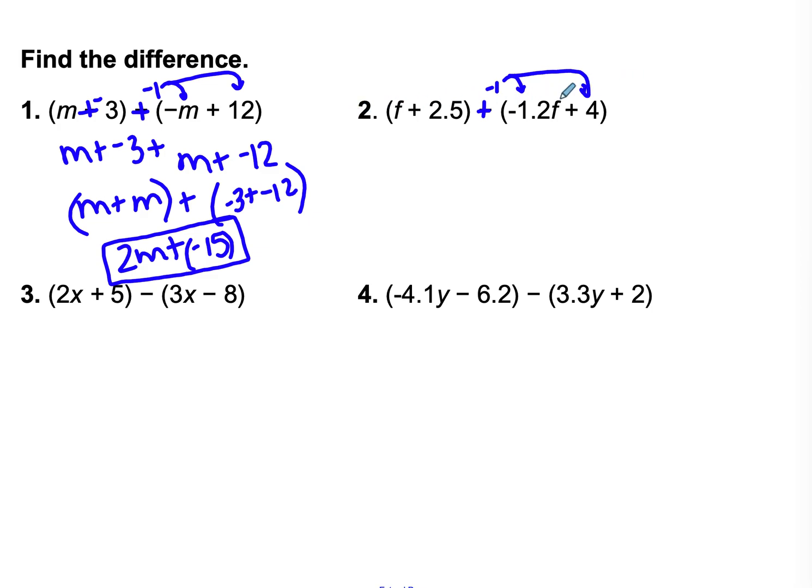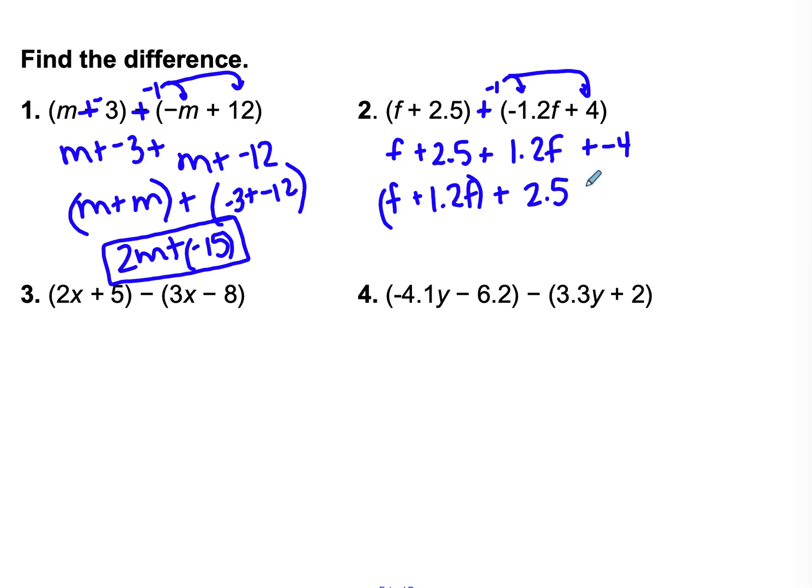Then I'm going to multiply to both of those terms. So I have f and my 2.5 plus negative 1 times negative 1 and 2/10 f is 1 and 2/10 f. Negative 1 times 4 is negative 4. All right. F plus 1 and 2/10 f plus 2.5 plus negative 4.